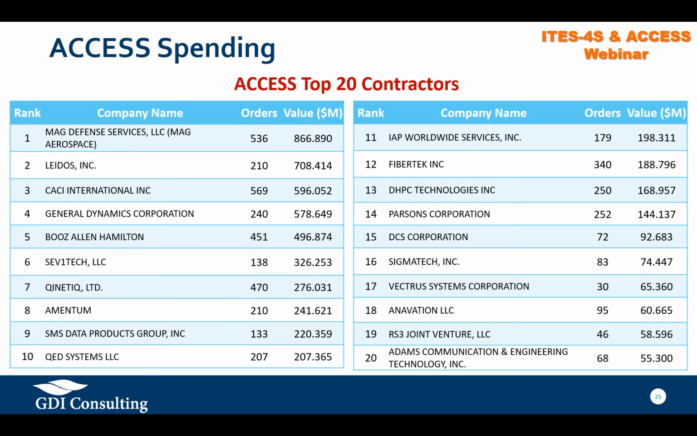Okay, and this is the top 20 contractors under ACCESS, or I should say under RS3. You can see there are different numbers of orders, and the value is listed here. Remember, there are 56 of them, so these are the first 20 in terms of the value of the contracts that they had.